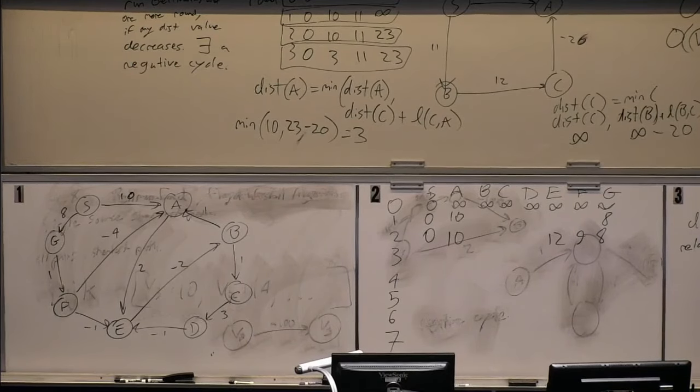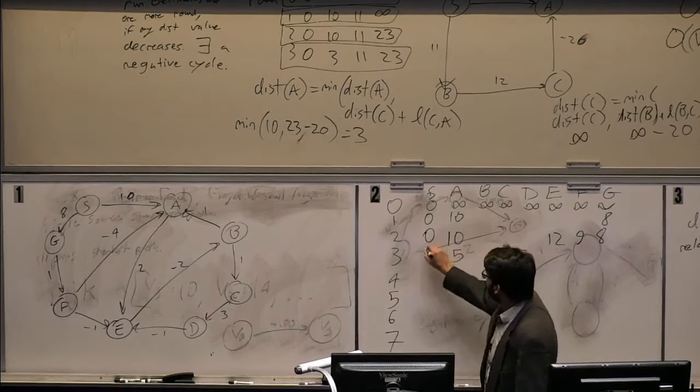Now notice that we computed a path from S to G of 8 and then G to F of 1. But then since we've computed F, there's an edge from F to A of negative 4. So rather than going from S to A, we can go S to G to F to A. And we can go with 9 minus 4, which is 5, which is less than 10. So this should be 5 now. Yes?